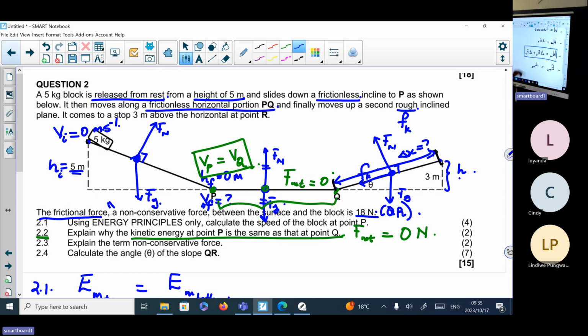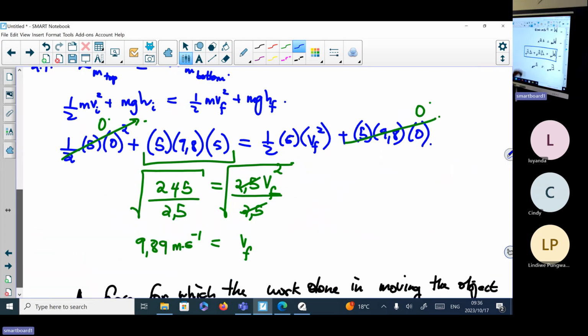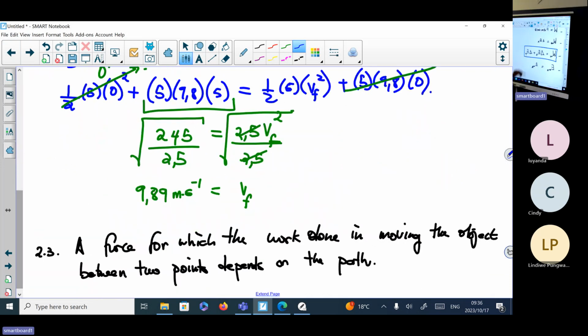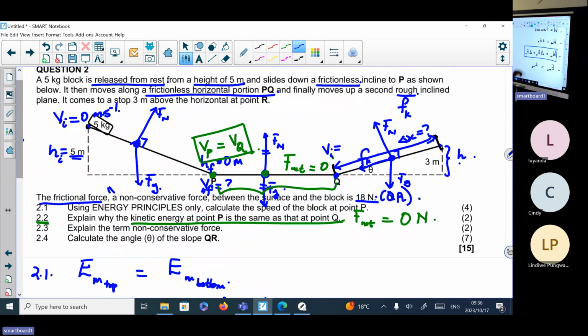Furthermore, remember we are starting from this point, so this is our initial point. We have calculated the velocity at a point Q, which is the same as the velocity at a point P, 9.89 meters per second. And they have said the object comes to a stop 3 meters above the horizontal point Q. So at a height of 3 meters, the object will come to a stop. The velocity there will be 0.